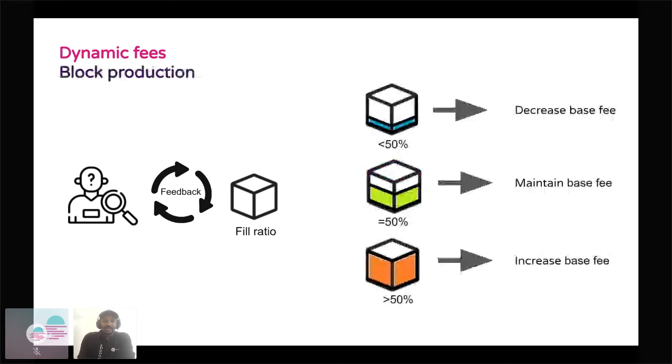So just to picture it out on Ethereum, how it's working, and this is again a simplification of the process. Basically, the network will just look at the last committed block and see how full it was. You look at the fill ratio. If it was less than 50%, then it will decrease the base fee. If it is 50%, then it will maintain the base fee. And if it is higher than 50%, it will increase the base fee in order to make the inclusion of new transactions more expensive. So it will be able to pilot basically the cost of the block space that it is managing.